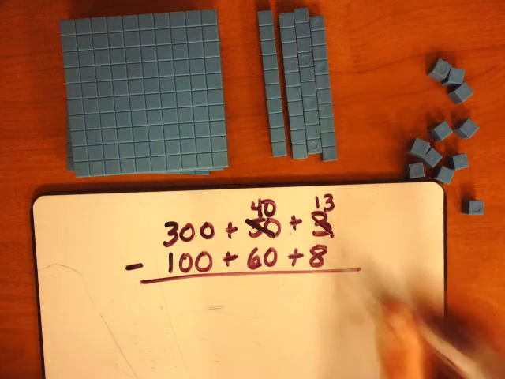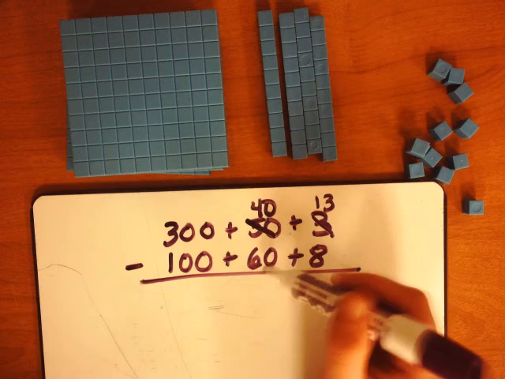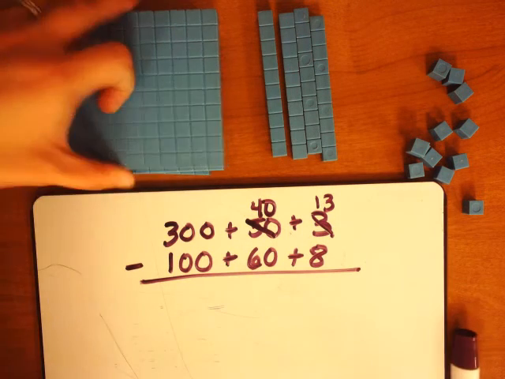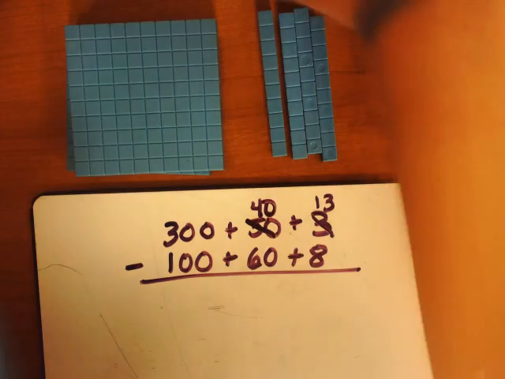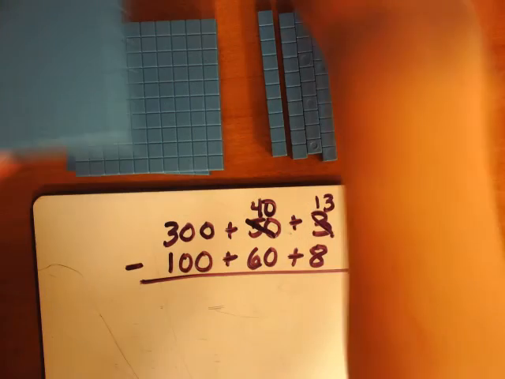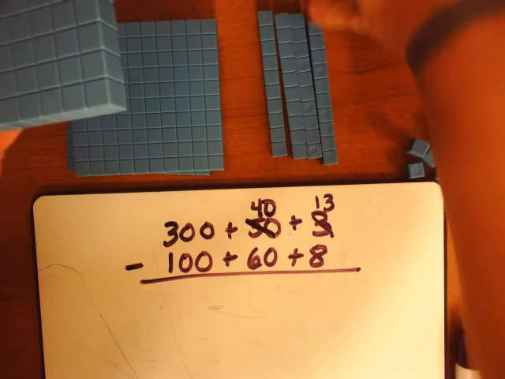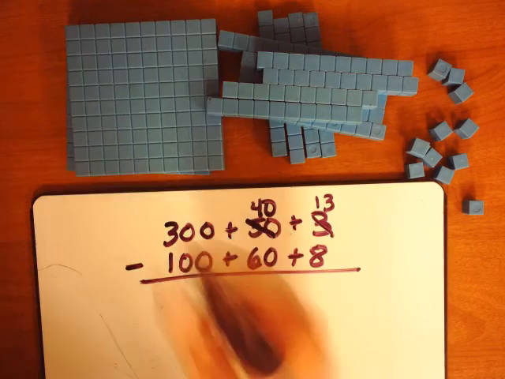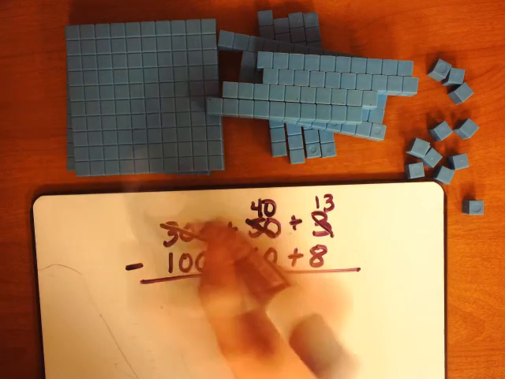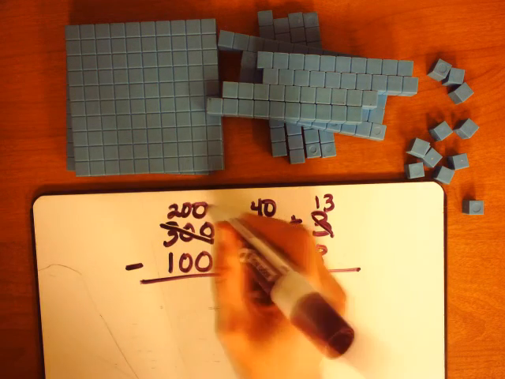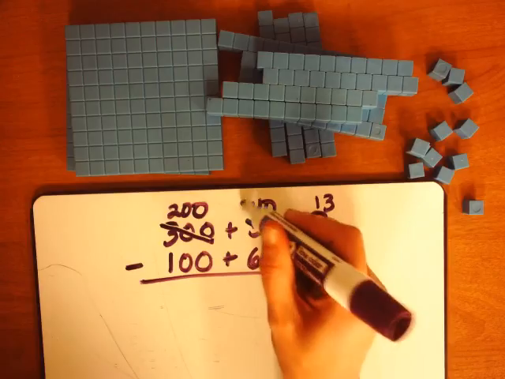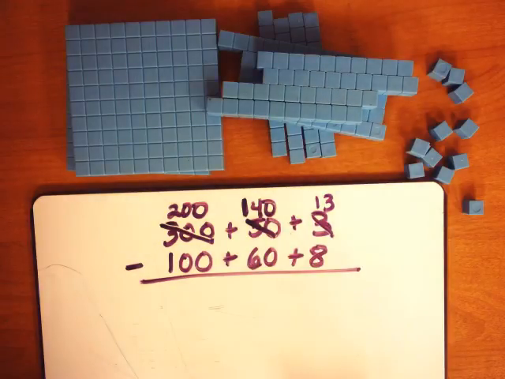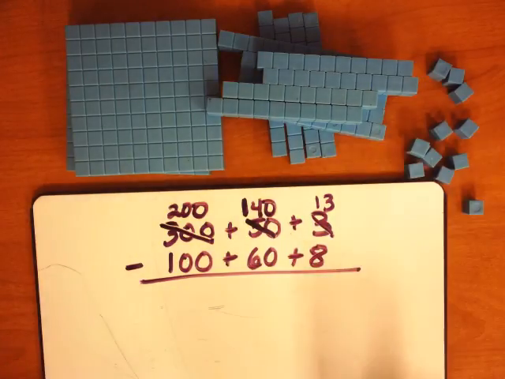More on top, no need to stop. There we go again. More on the floor, I need to go next door and trade for some more. Okay, so I'll take this 100 away and trade it for these 10 tens. So now I only have 200 in my hundreds column, and I have added that 100 or 10 tens into my tens for 140.